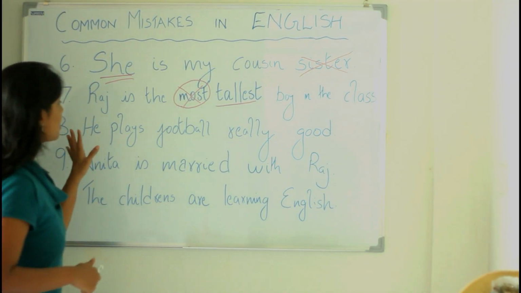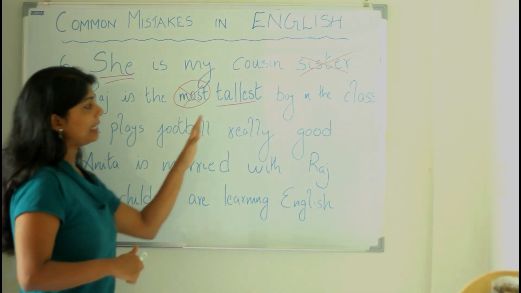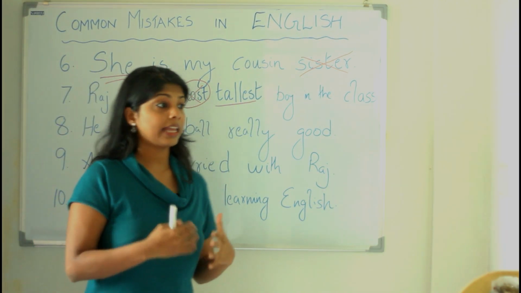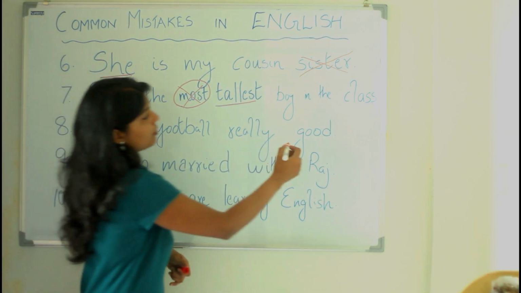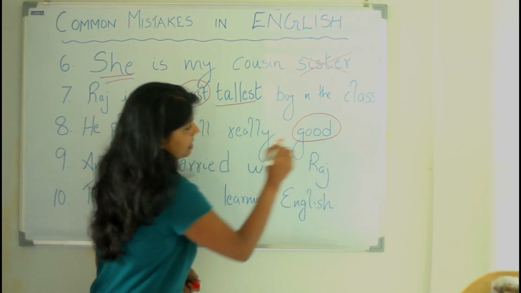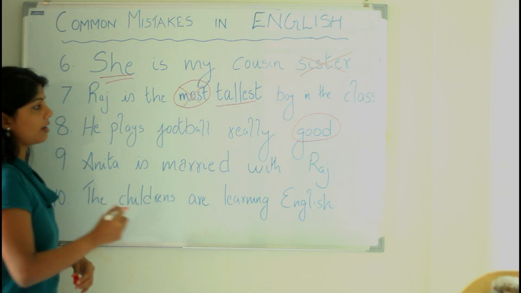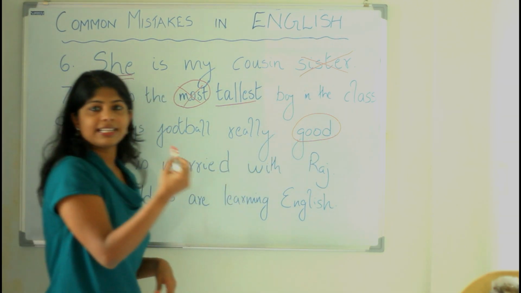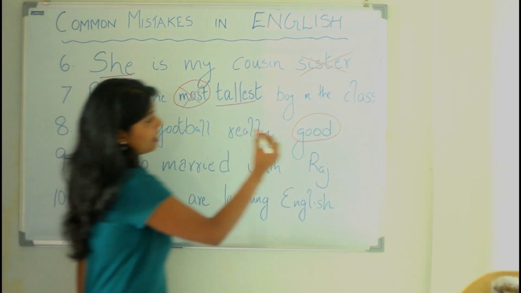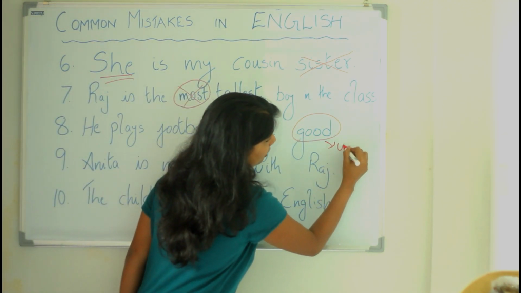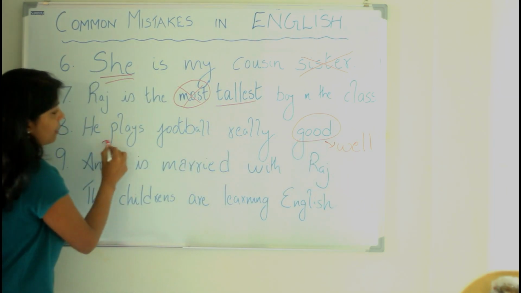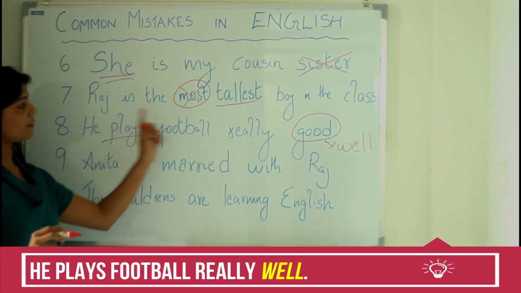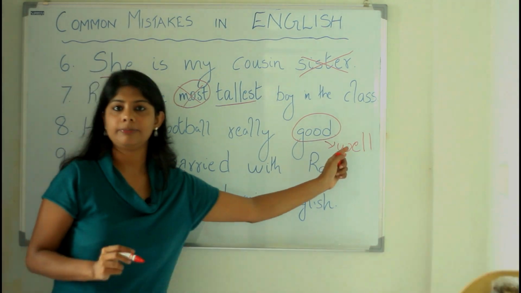The next sentence, he plays football really good. Again, a very common mistake. Here you do not use the word good at the end of the sentence. What do you use instead? The word good here is an adjective, and here instead you will use the word well, which is an adverb which describes the act of playing. He plays football really well.